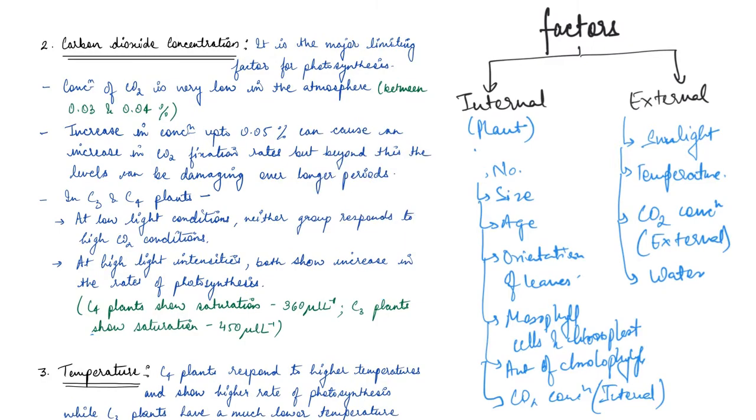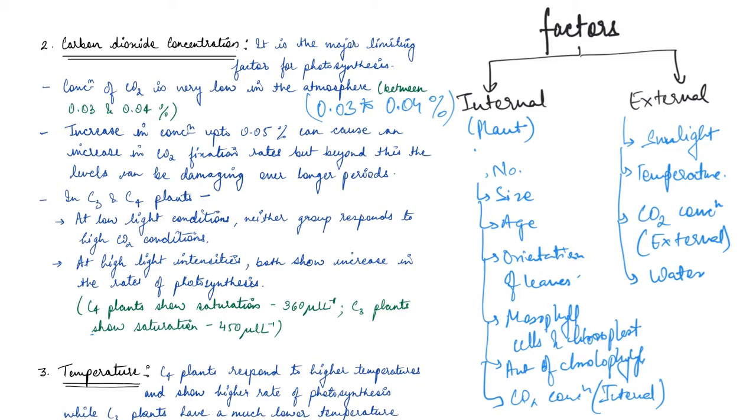Now let's see how this affects the rate of photosynthesis. So carbon dioxide, guys, is a major limiting factor for photosynthesis, and the concentration of CO2 is very low in the atmosphere, which is maybe between 0.03 to 0.04%. Basically, an increase in carbon dioxide concentration up to 0.05% can cause an increase in CO2 fixation rate. But beyond this level, again it can be damaging over long periods.